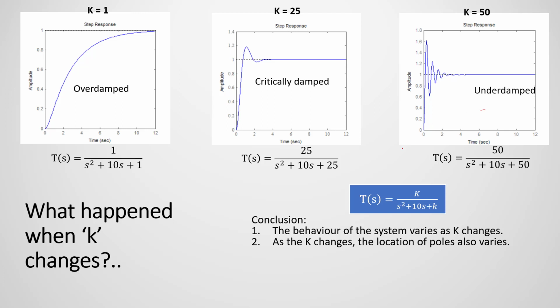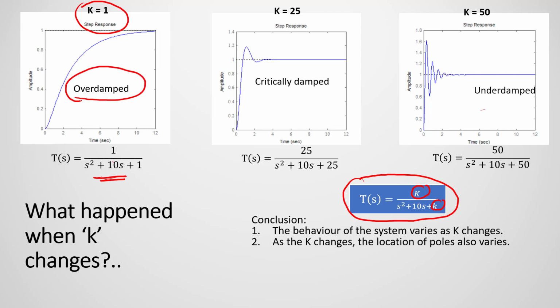Okay, the same example as this given equation. Now we vary this K. Let's say I put K equal to 1. So this is the system, and the result will be overdamped. But if I vary K to 25, the system will show critically damped. Same as K equal to 50, the system will become underdamped. So we can see that changes in the value of K will result in changes in the location of the poles, and hence it will result in the system response.